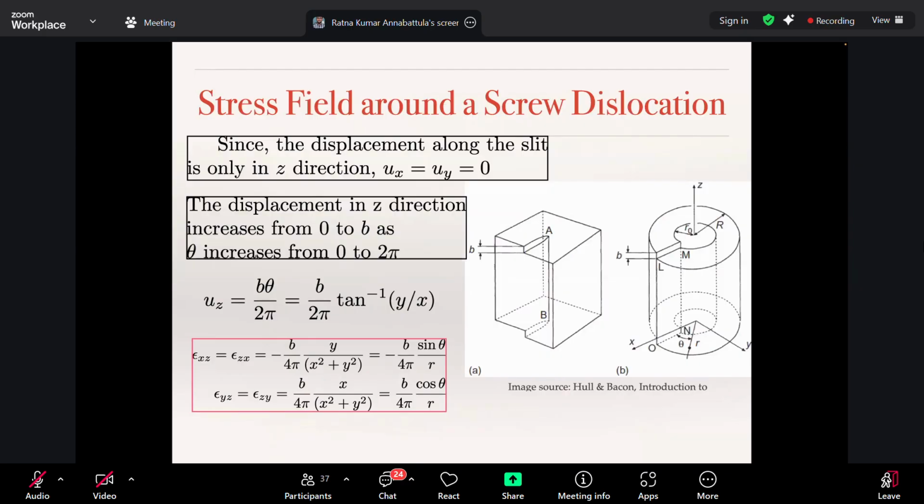So far we have talked about edge dislocations, and if you have a screw dislocation, we said that because the slip moves that way, the displacement is only along the slip direction, that means only in the Z direction. For a screw dislocation, Ux and Uy become 0. And you will only have shear strains. The normal strains become 0. There won't be any normal strains. You will only have shear strains when you have a pure screw dislocation because the displacement field is such.